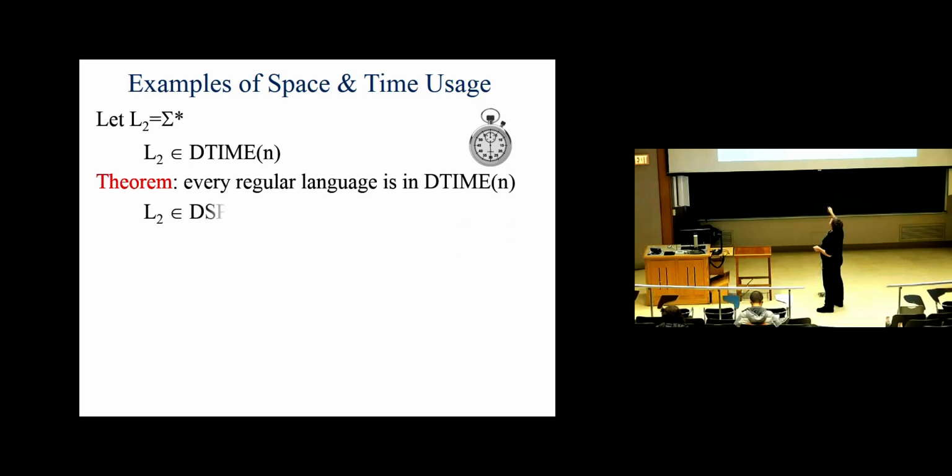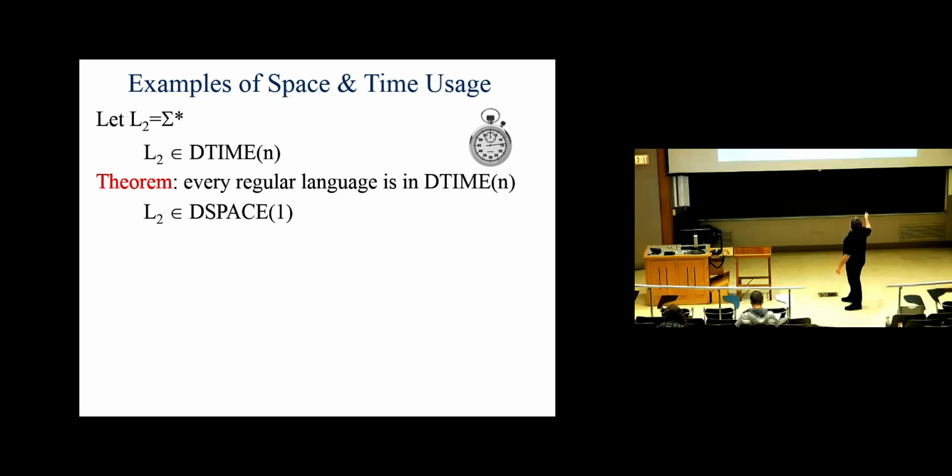And the language sigma star is in deterministic time linear. In fact, every regular language is in linear deterministic time because you can simulate the finite automata that recognizes that regular language simply by changing the states n times based on the input size n, and after n steps and state changes, you'll know if it's in the language or not. So that's a general theorem.